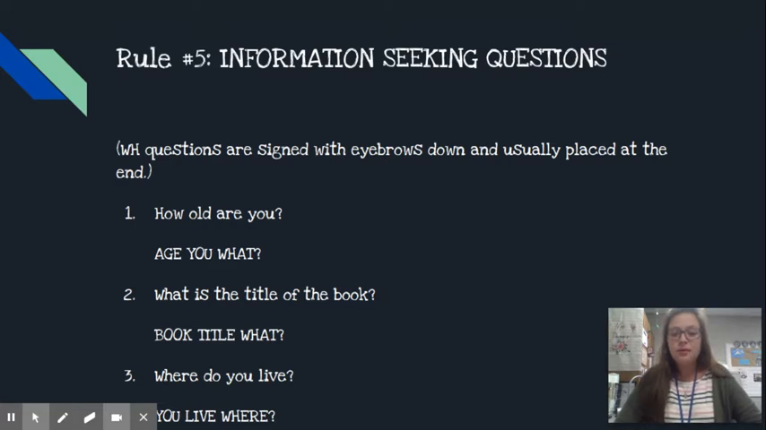So your eyebrows are usually down and the question is placed at the end. So remember WH, who, what, when, where, why, how are at the end. So their example for how old are you, age you, what is the title of the book, book title what, yeah. So those are correct.